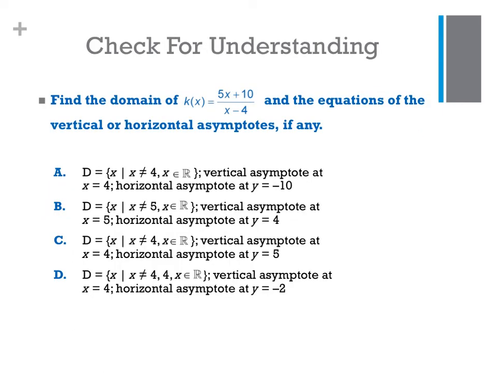Alright, so we're going to check your understanding here of the domain and vertical and horizontal asymptotes. I want you to find the domain of k of x equals (5x plus 10) over (x minus 4) and find the equations of the vertical or horizontal asymptotes if the function has any. You have 4 choices, A, B, C, or D. So go ahead, work out the problem, and press submit when you have your answer.